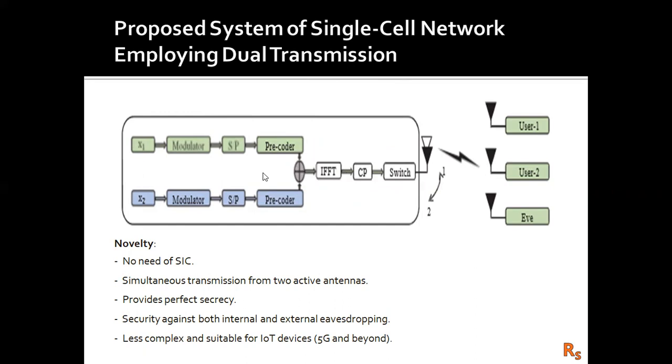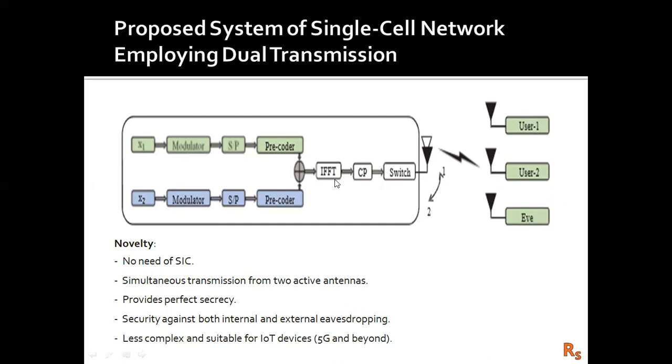So our goal is to design a system that is robust against security issues, and in the meanwhile we ensure that the signals we transmit are totally secured even by the internal network. By internal network I mean that the receiver of user 1 and user 2 are not able to hear each other's information, and even if they listen, they are not able to decode each other's signals, and both receivers receive and decode their own signals only.